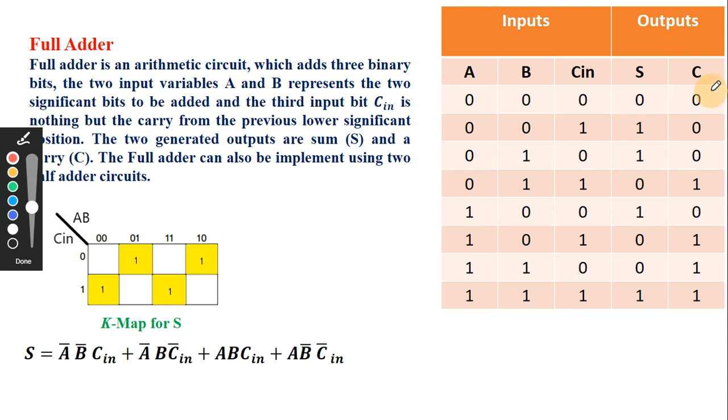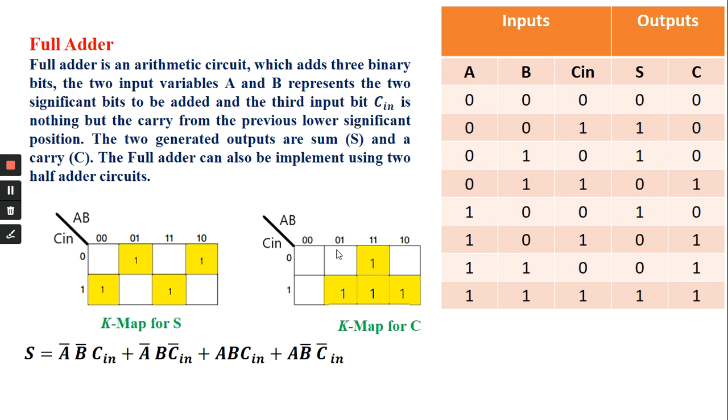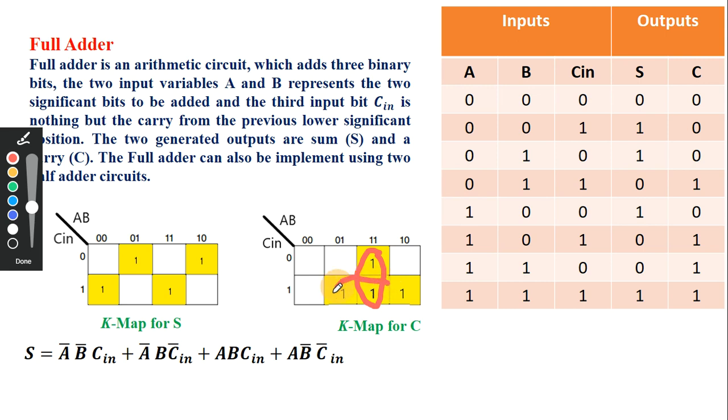Okay, next we will write the expression of C from the K map. This is the K map for carry. Carry is 1 for these four cases. Now we'll put the corresponding input variables. From this K map we can see that grouping of 1s is possible. One grouping is possible, next this grouping, and next this grouping. So, three groupings are possible.